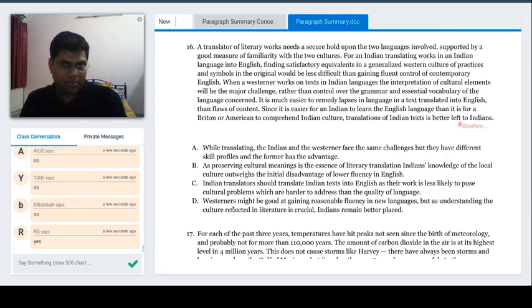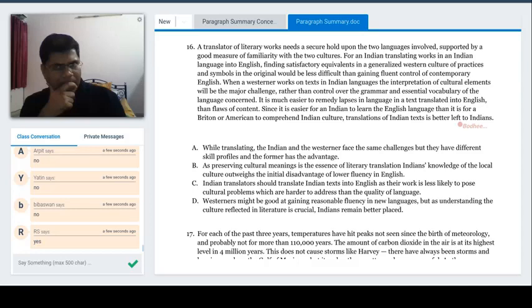Then the quality of language, because this is not hard to address. So can I say C is very much in the right direction? Now option D: Westerners might be good at gaining reasonable fluency in new languages. Is it about new languages? Is it about the English language?